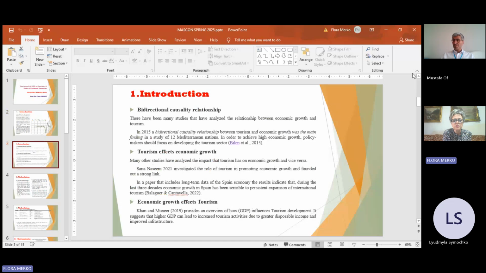In a paper that includes long-term data of the Spanish economy, the results indicate that during the last 3 decades, economic growth in Spain has been sensitive to the persistent expansion of international tourism, according to Balaguer and Cantavella 2022. Economic growth affects tourism. Khan and Munir 2019 provides an overview of how GDP influences tourism development. It suggests that higher GDP can lead to increased tourism activities due to greater disposable income and improvement in infrastructure.